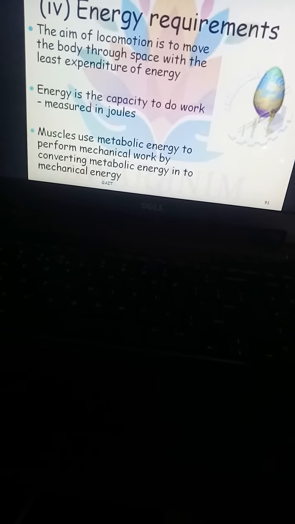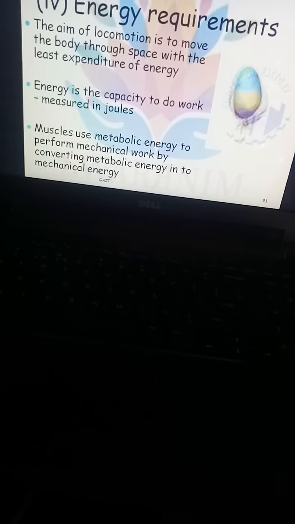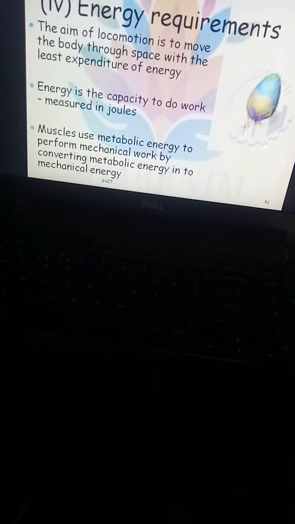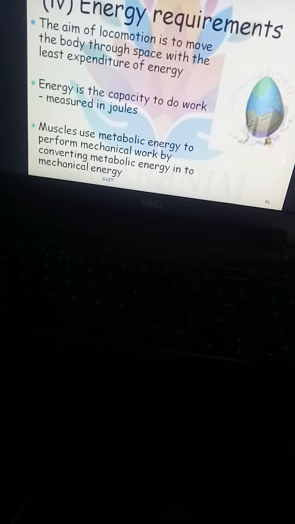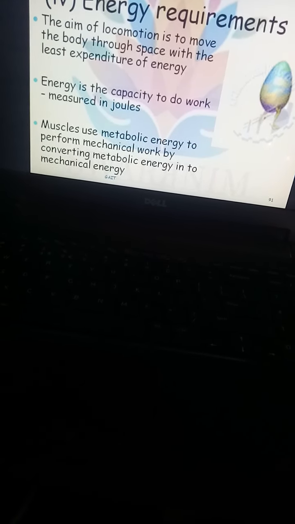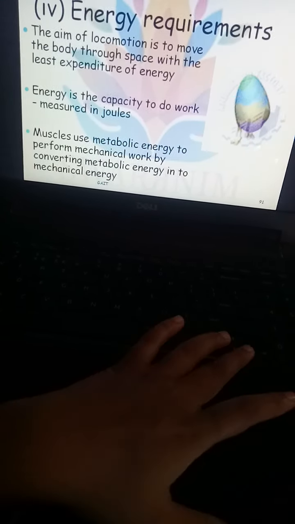Now energy is the capacity to do work, and it is always measured in joules. Muscles use metabolic energy to perform mechanical work by converting metabolic energy into mechanical energy. So muscles use metabolic energy, and it is converted into mechanical energy.